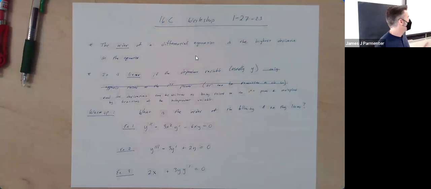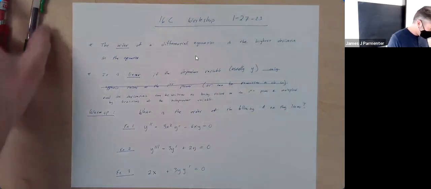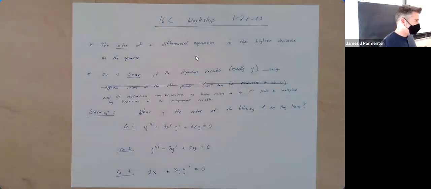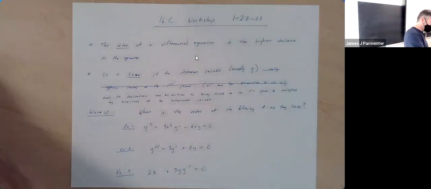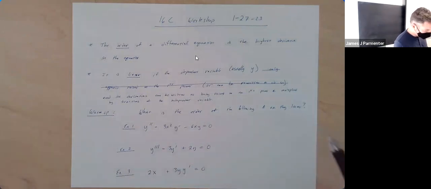I think we're all cool with order of a differential equation, right? We know that the order of a differential equation is just the highest derivative in that equation. So if you have a third derivative, it's third order. I started to write down this, but I realized it wasn't true.